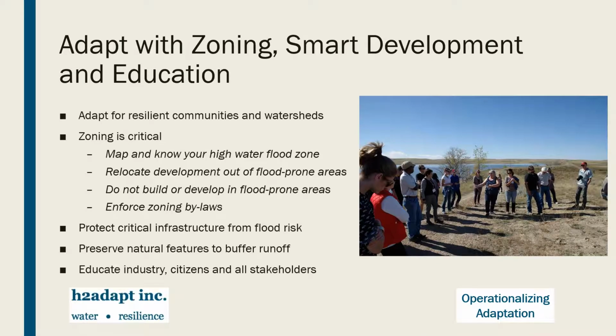Zoning is critical. Map and know the high water flood zone. Relocate existing development outside of flood-prone areas. Don't build or develop new infrastructure or undertake risky economic activities in flood-prone areas. Enforce zoning bylaws. Protect critical infrastructure from flood risk. Preserve natural features to buffer runoff. Educate industry, citizens, and all stakeholders.